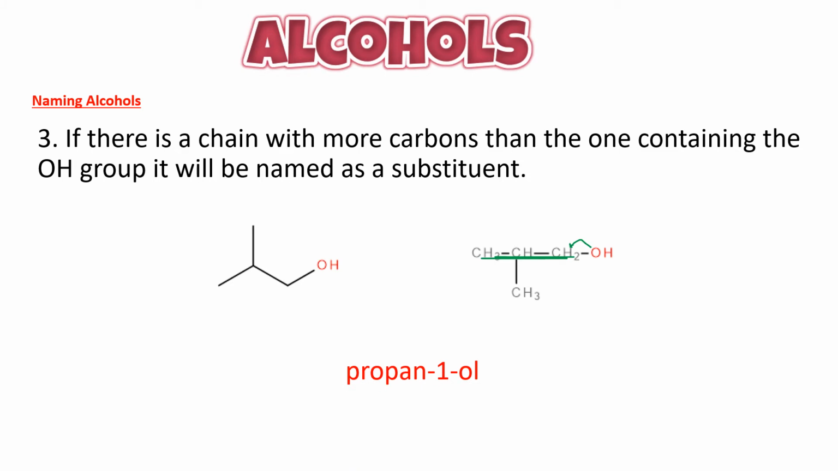You want to number from closest to where the OH is. So that's the first carbon, that's the second carbon. It looks like we have a methyl group on the second carbon. So 2-methylpropan-1-ol. Or you can put the number not in the word, you can put it out front.